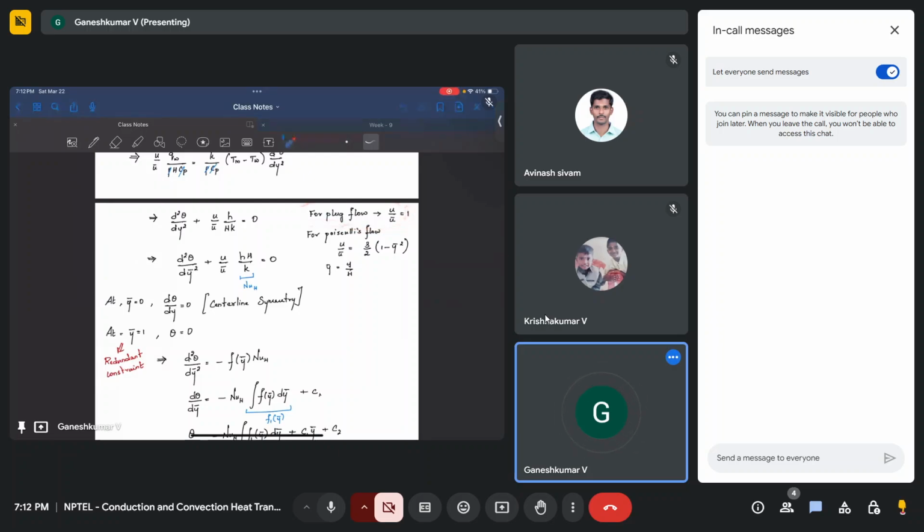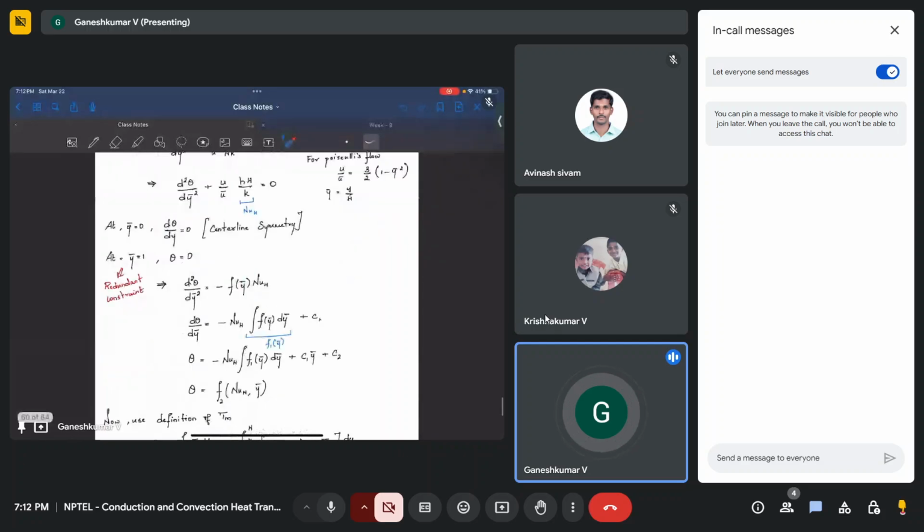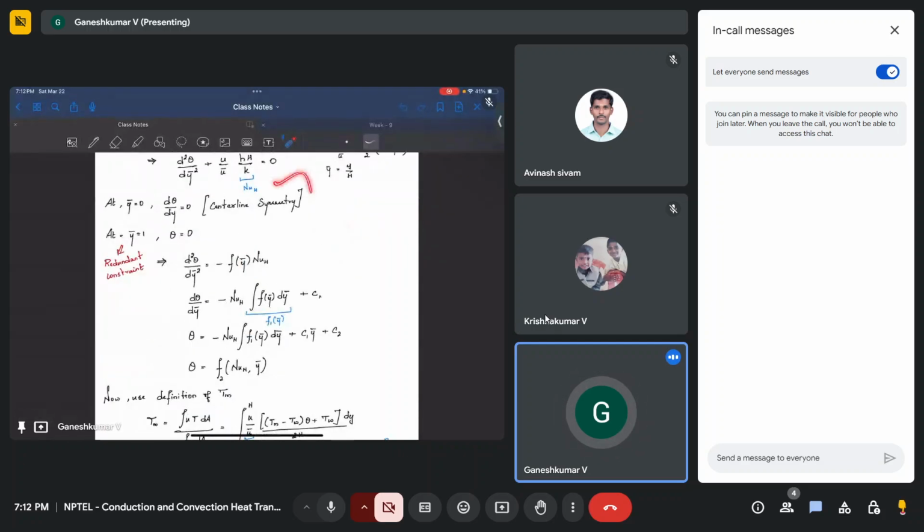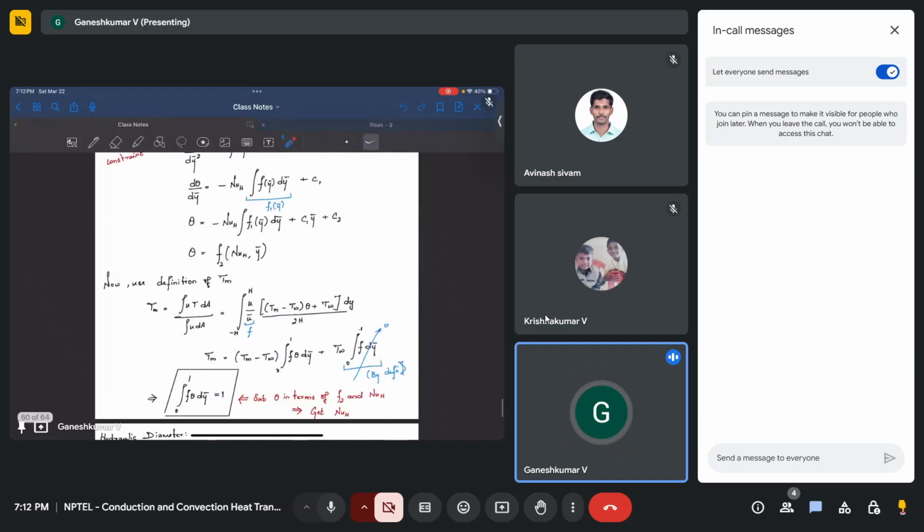Okay. And then we applied certain boundary conditions because this is an ODE, and we end up having a relation for the temperature profile. Now, this temperature profile is a function of Nusselt number and y bar, but we need the Nusselt number. So we use the definition of Tm, and then we simplified and came up with that condition. And once you solve this condition, you will end up getting the Nusselt number. That is how we do it, right?